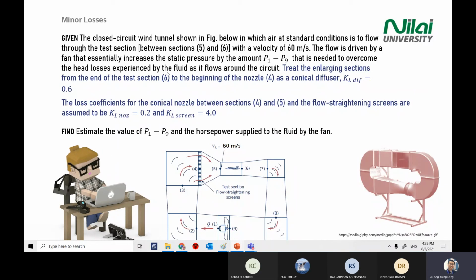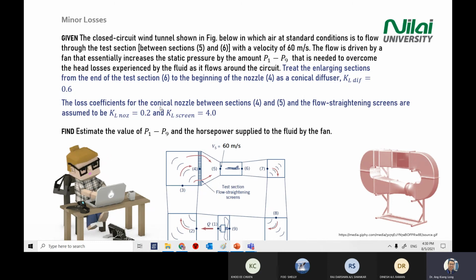Needed to overcome the heat loss experienced by the fluid as it flows around the circuit. You need to treat the enlarged section from the end of test section number 6, which is here, to the beginning of nozzle number 4, which is here, as a conical diffuser. Treat the enlarged section from the end of test section number 6 here to the beginning of number 4 as a conical diffuser. KL is 0.6.